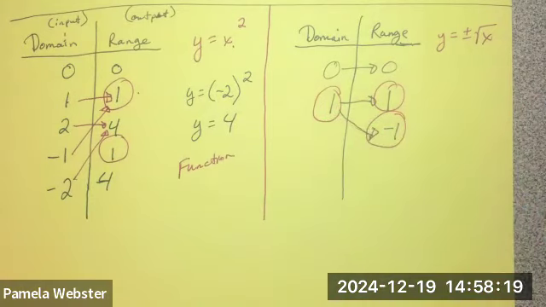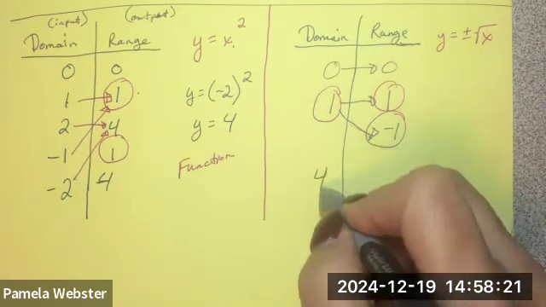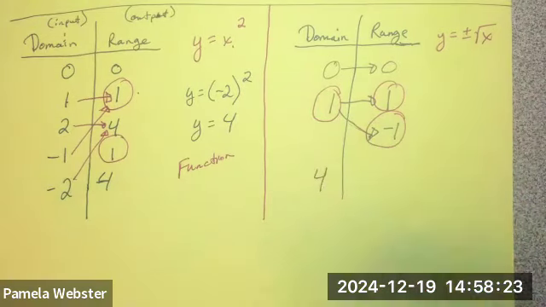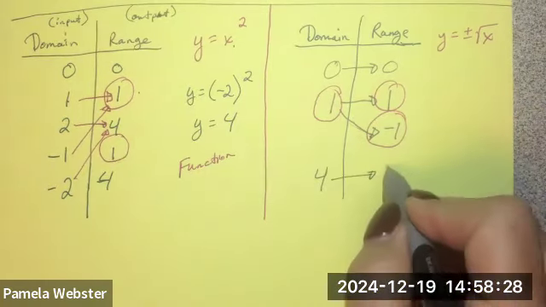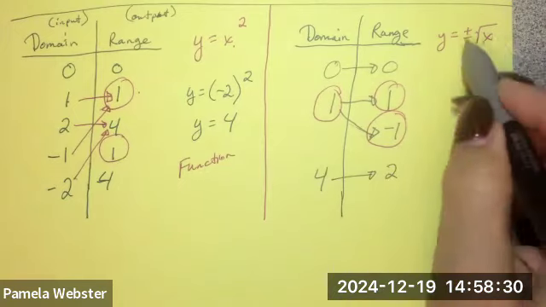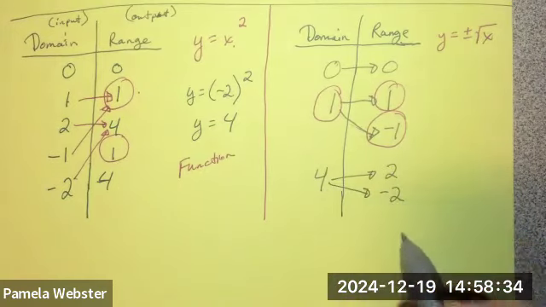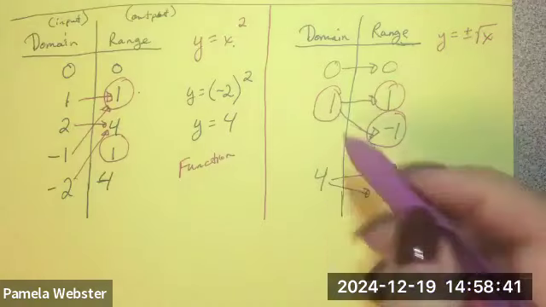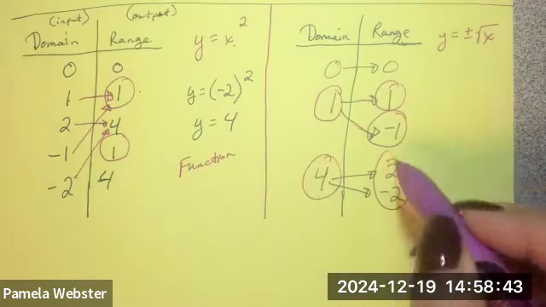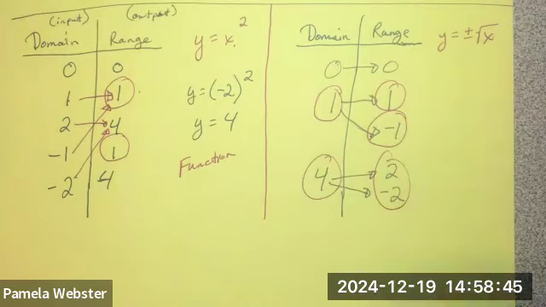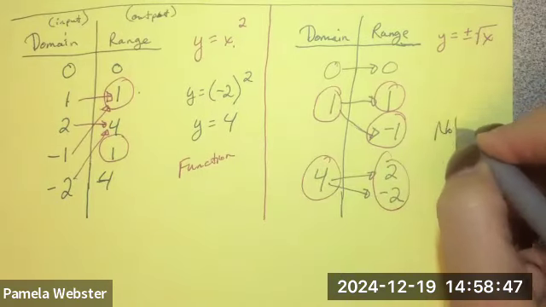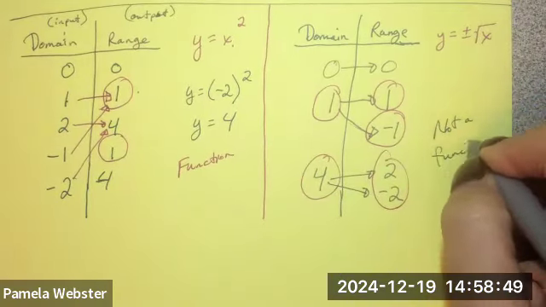That's an issue. And what about if it was 4? Okay. What's the square root of 4? Well, the square root of 4 is 2, but we also have a negative, right? So there's the negative square root of 4, which is negative 2. Okay, so again, we see this branching out thing going on where 4 gets 2 outputs. So because it gets 2 outputs, it's not a function.